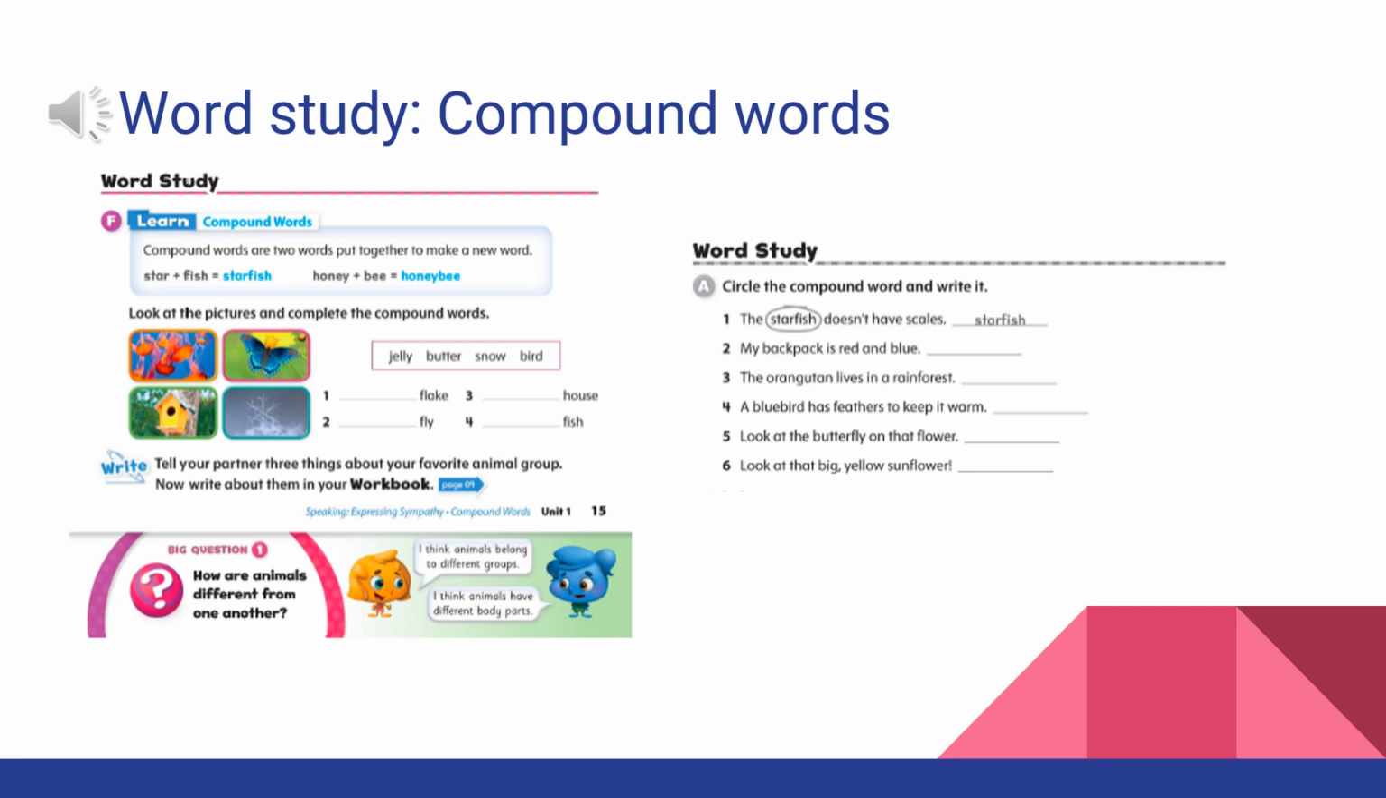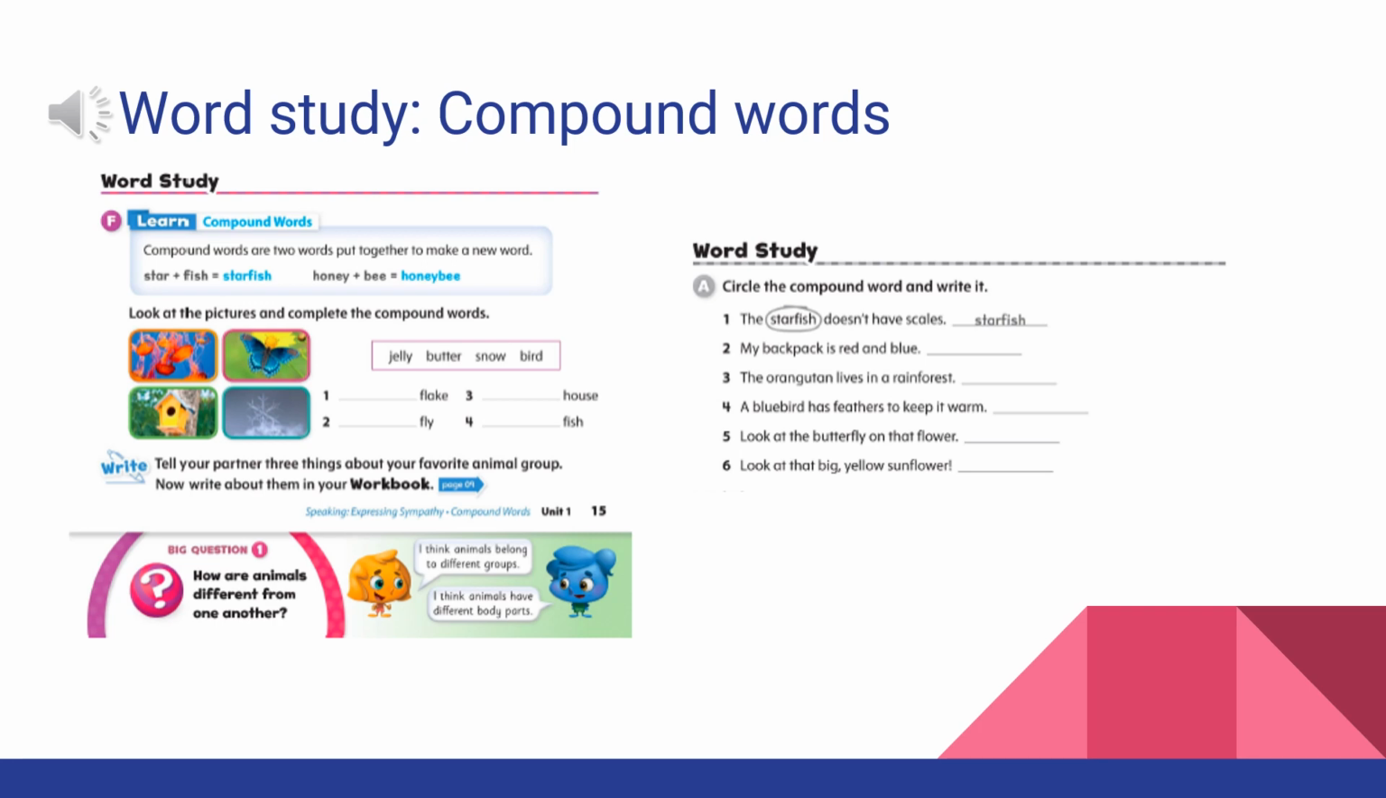If you look at the example below, star plus fish. Star and fish are two different words, but when we combine these two words, it becomes starfish. So honey plus bee. Honey and bee both are two different words. When we combine these two words, it makes the word honeybee. So look at the picture and complete the compound words below.